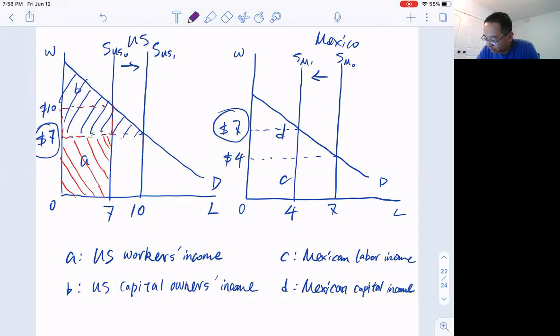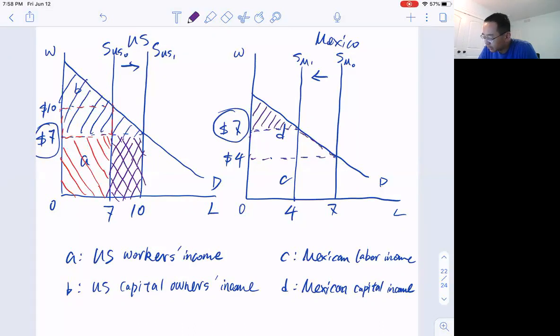And then Mexican workers who come in pick up this area in the U.S. So I'm going to draw it a little bit differently right here. This area is what Mexican migrant workers pick up in the U.S., so they're happy about having this opportunity. Now in Mexico, the capital owners used to have the big triangle D. Now their income shrinks down to this part, so they lose this area right here.